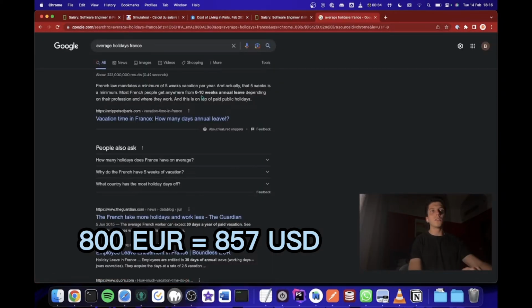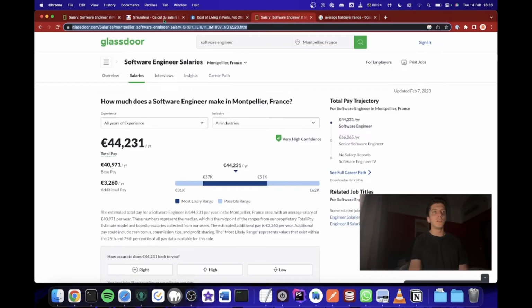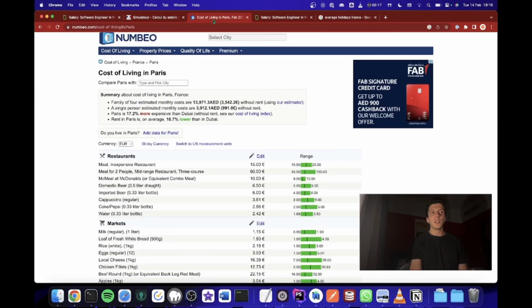But this doesn't take into account that you have a lot of holidays. On average, you have at least 5 weeks, but between 6 to 10 weeks. So it means you can take at least 1 week every 2 months. To be honest, with this salary, at the end of the day, you don't save too much money if you go on holidays, because life is quite expensive in Paris.